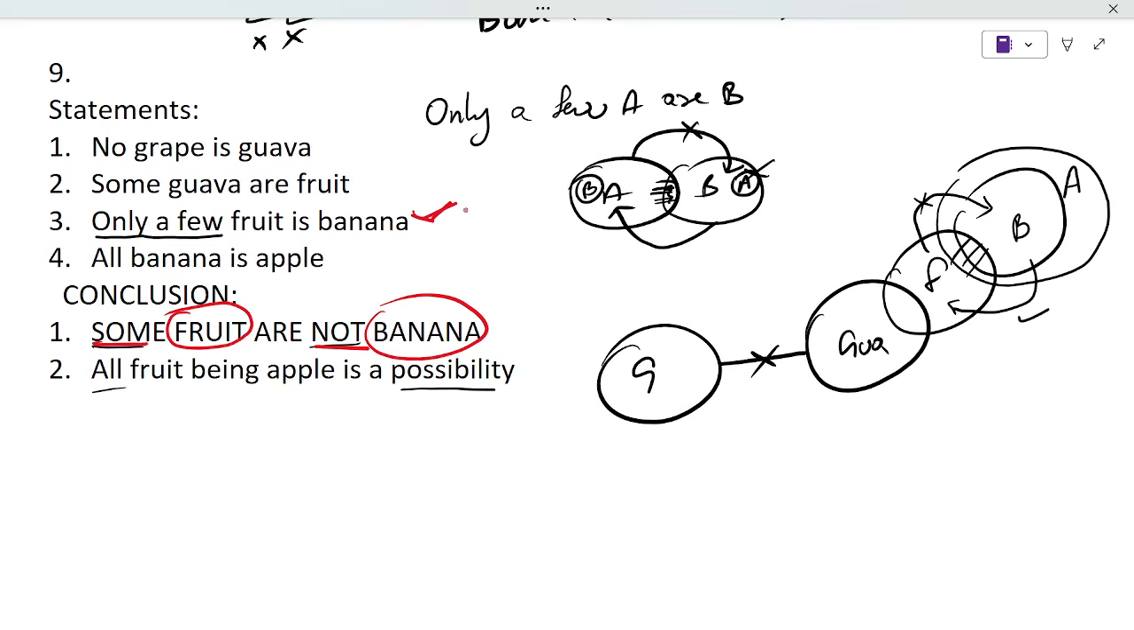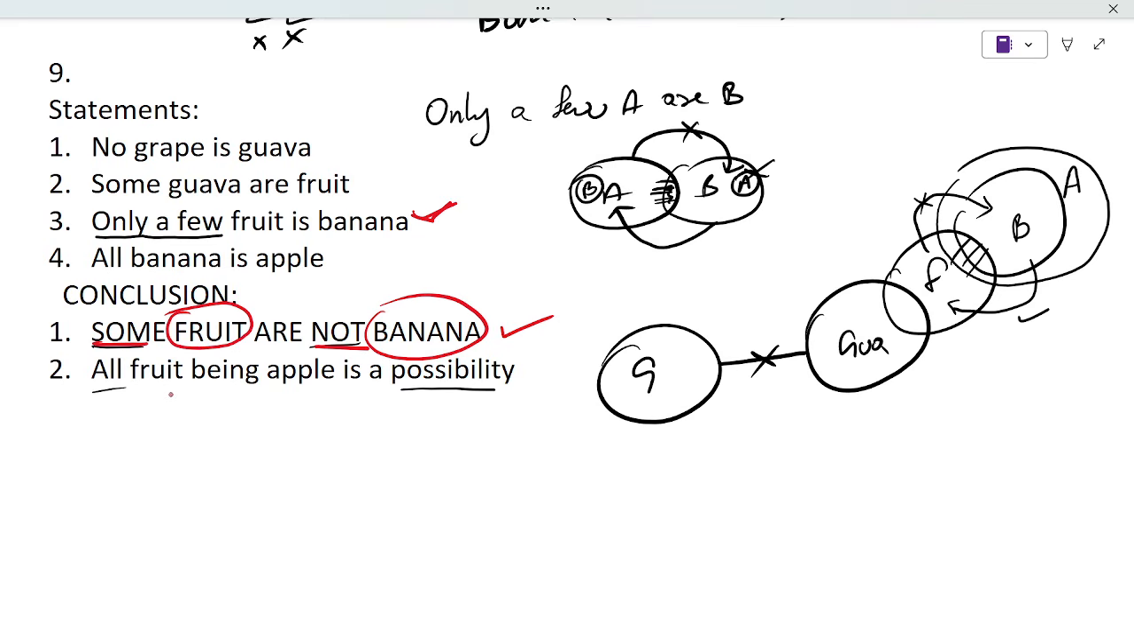Only a few fruit is banana. Only a few. The first person can never go inside the second person, right? All of the first person cannot go inside the second person. For that reason, all fruits cannot go inside banana, so the answer is true.